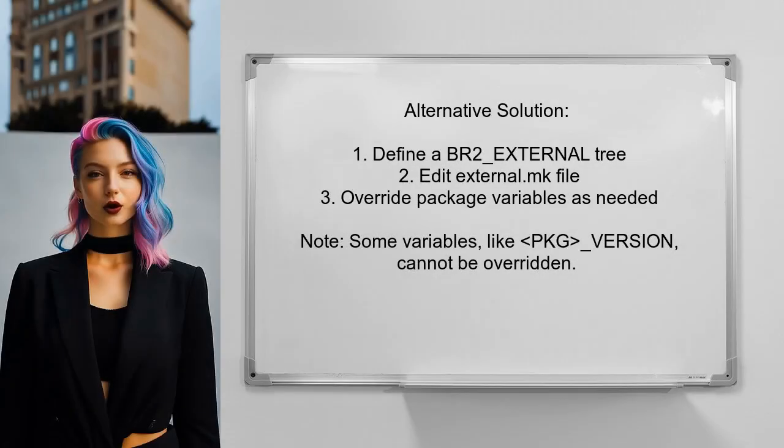An alternative approach suggested by a user is to define a BR2 external tree. In the external.mk file, you can override any package variable you need. This allows you to append to or replace existing variables, giving you flexibility in customizing your Buildroot package.